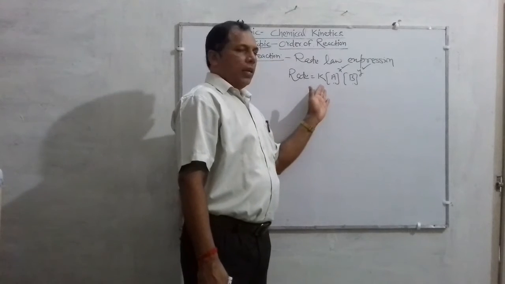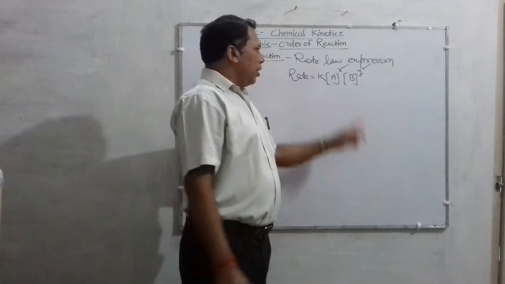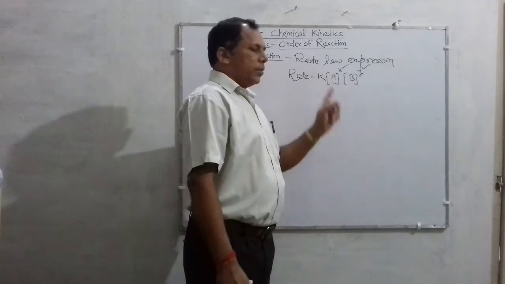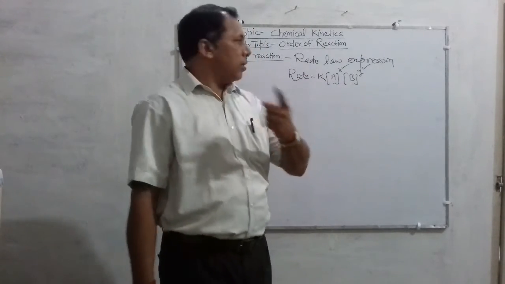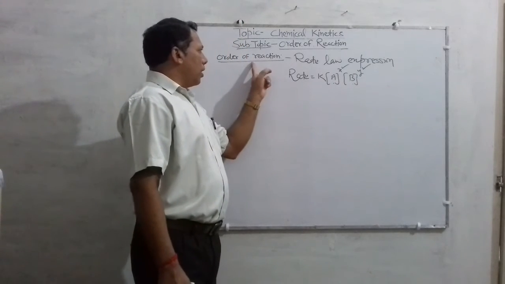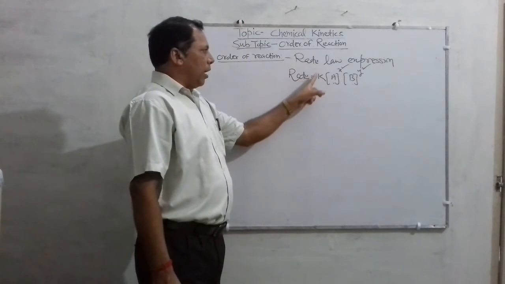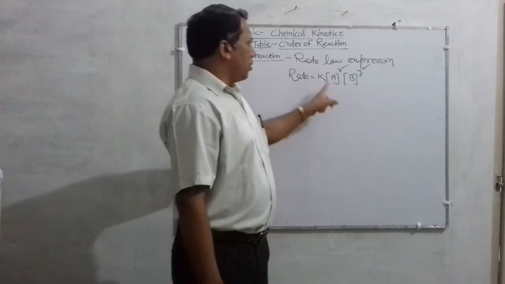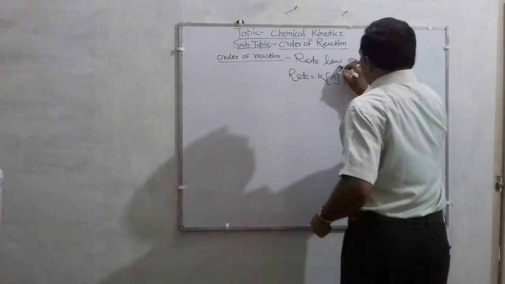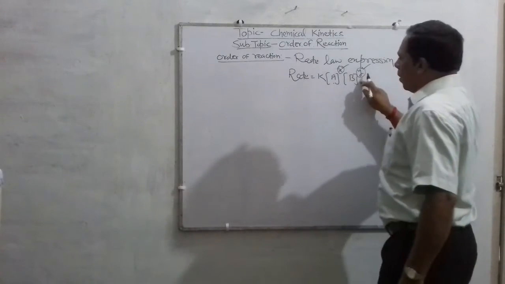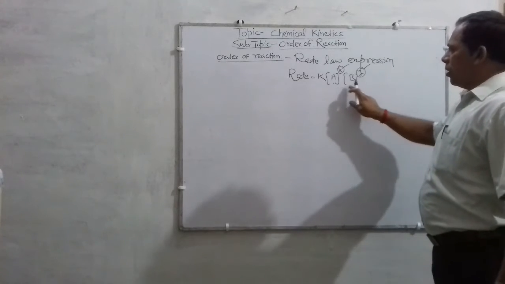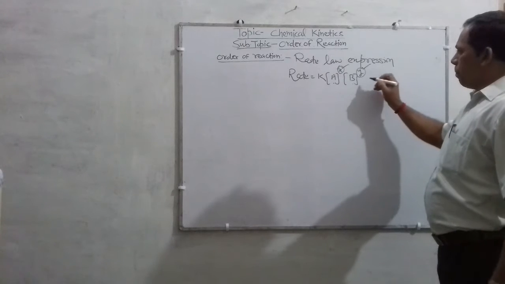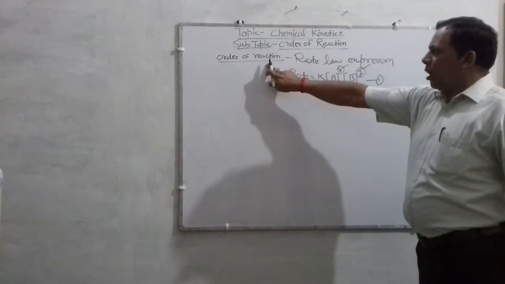Means you can say that order of reaction is the sum of the powers of the concentration of the reactants present in the rate expression. Listen sincerely children, the definition of order of reaction can be given on the basis of the rate expression: the sum of the powers of the concentration terms present in the rate law expression is called order of reaction.